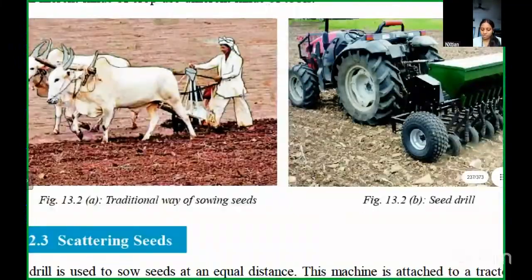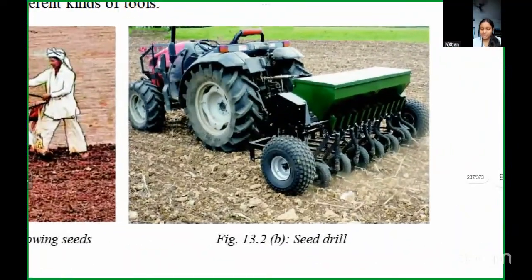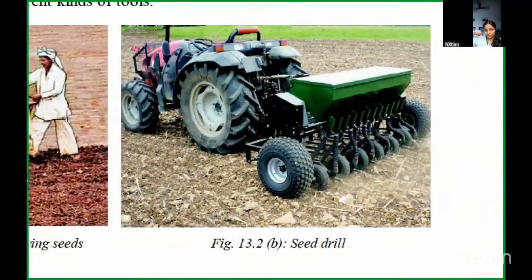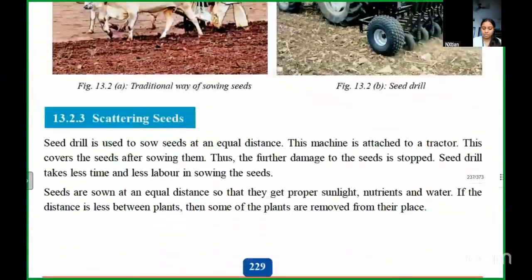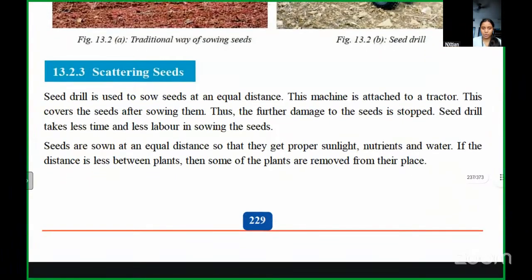Then we have a modern method also. This is a seed drill. You just have to run a tractor, fill the box with the seeds, and at equal distance it will put the seeds in the ground. So this is one of the modern methods, called a seed drill.